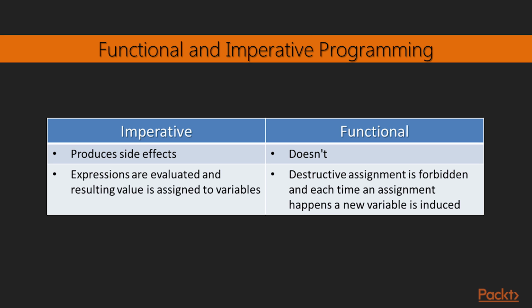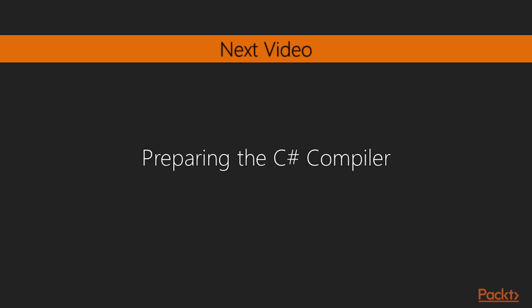Because of the continuous changes in state, the order of evaluation matters. In the functional programming world, destructive assignment is forbidden, and each time an assignment happens, a new variable is introduced. Cool! We got introduced to functional programming in this video. That's great! In the next video, we'll see preparing the C# compiler.